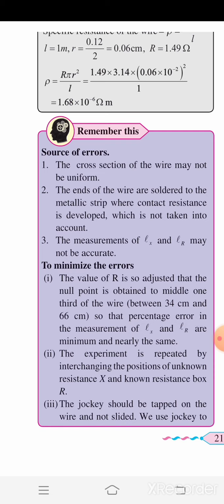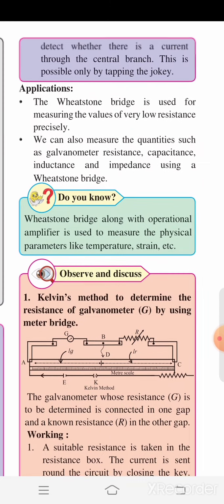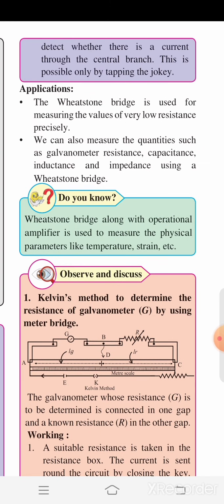After that, we see applications of Wheatstone's meter bridge. We know that Wheatstone's meter bridge is used for the measurement of unknown resistance, and this instrument is used for measuring the value of very low resistance precisely.